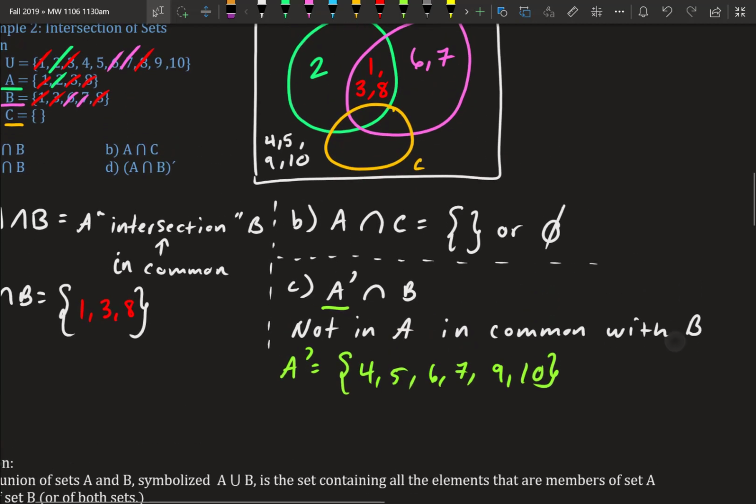So now that we know what is not in A, what does it have in common with B? So B is 6 and 7. So that's the only thing in common that it has, 6 and 7. So the complement of A intersection with B is 6 and 7.